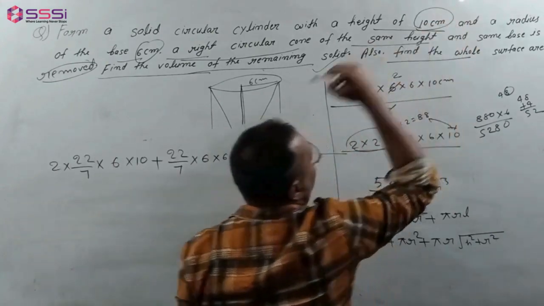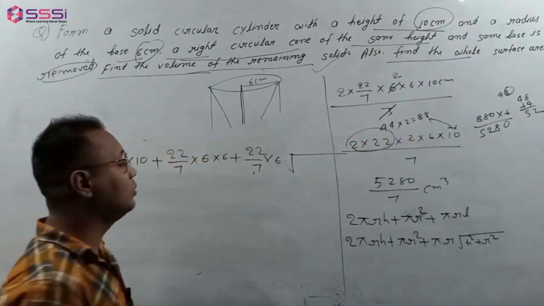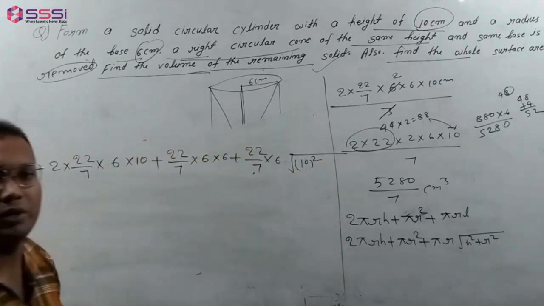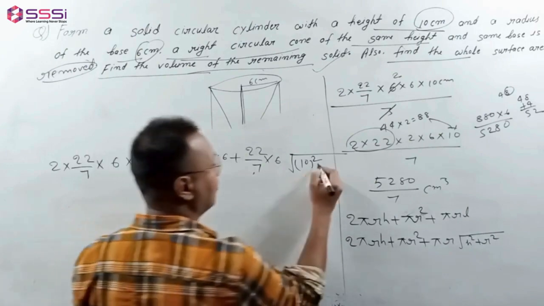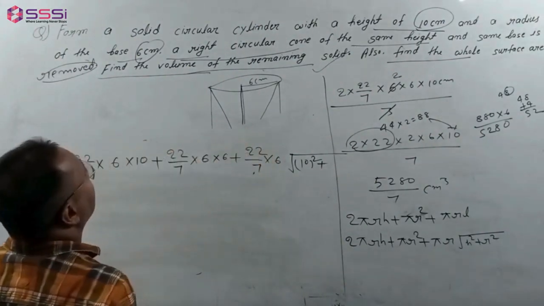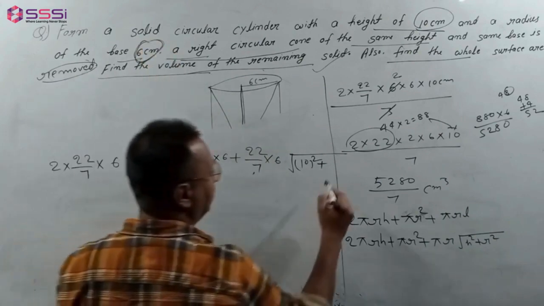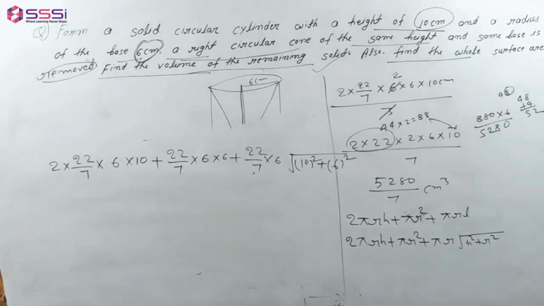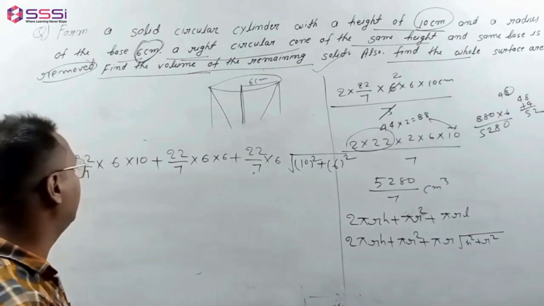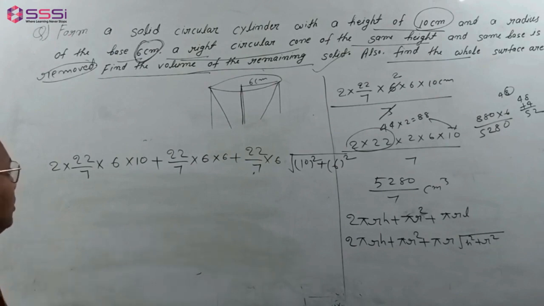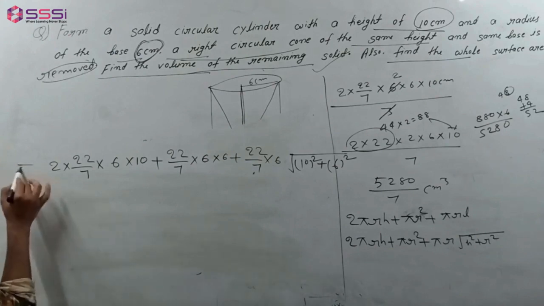Here is our h. h equal to 10 centimeter. Square of 10 centimeter plus square of radius. Radius is 6 centimeter. Square of 6 centimeter. So solve this.